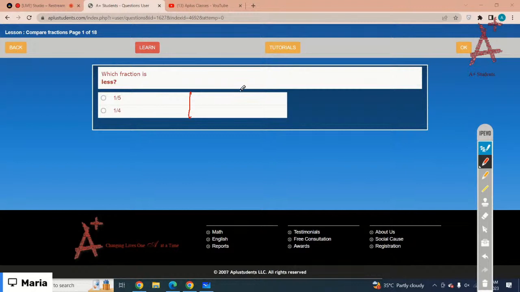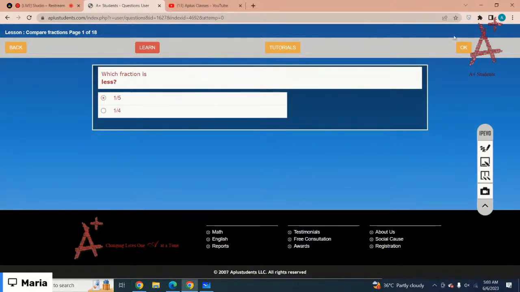Let's see. This is the one, 1/4. Got it? Okay. Here is 1/5. So which is less? Yes, obviously 1 out of 5 is less. The both are exactly the same, but 1 out of 5 is less.